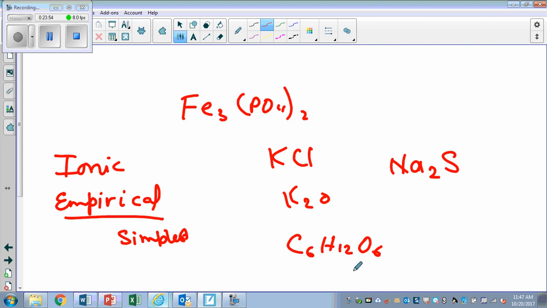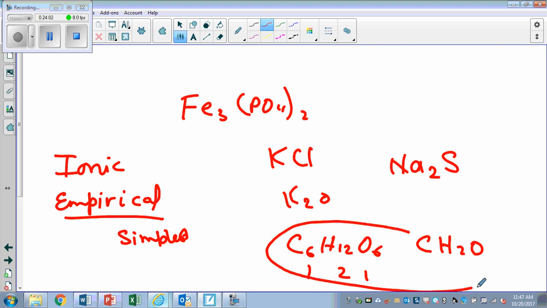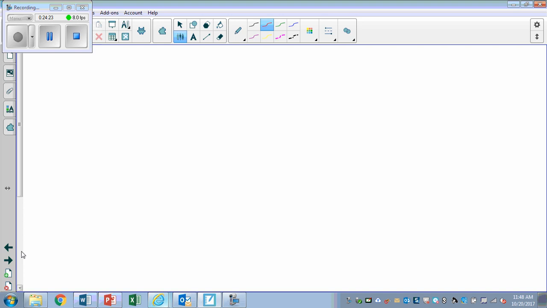C6H12O6. I'm just trying to revive your memory. It's a 1 to 2 to 1 ratio. So the empirical formula will be CH2O. So this is for covalent compounds or molecular compounds. But what I'm saying here is that all ionic compounds, their formulas are already in the simplest ratio. You don't simplify them anymore. Some other things you need to learn about ionic compounds are: what is the physical state of ionic compounds?